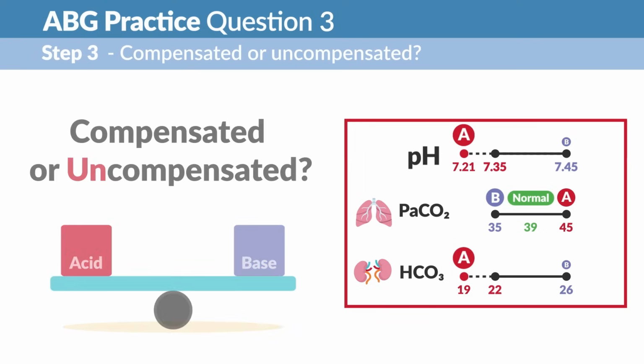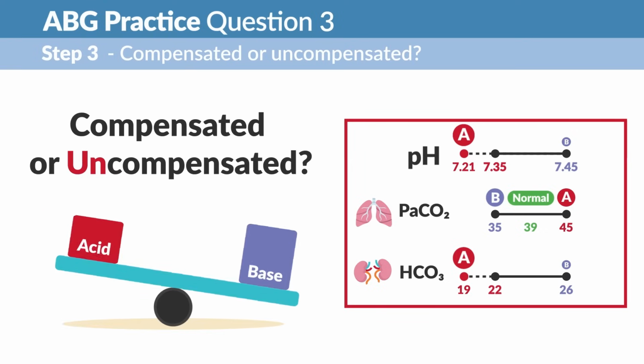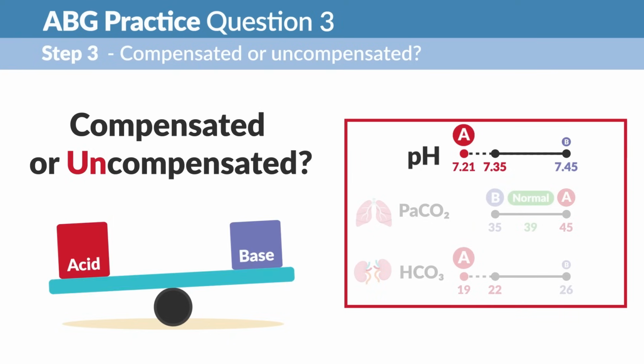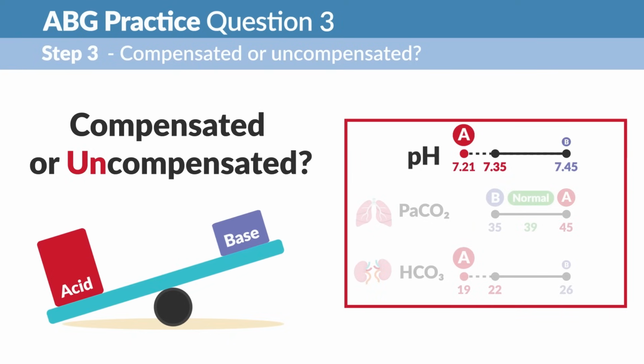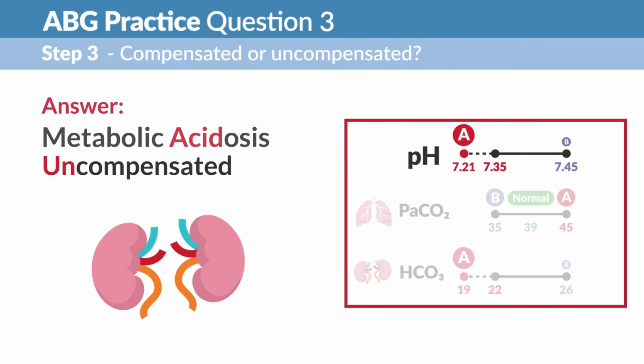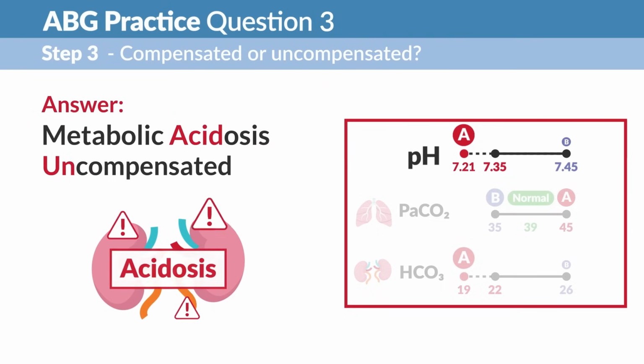Now, step 3, is it compensated or uncompensated? So look at the pH. Is it normal? So it's not in normal range, so it's not in balance. It didn't find that common ground, so it's not compensated. So it's uncompensated. The answer here is metabolic acidosis, that is uncompensated.